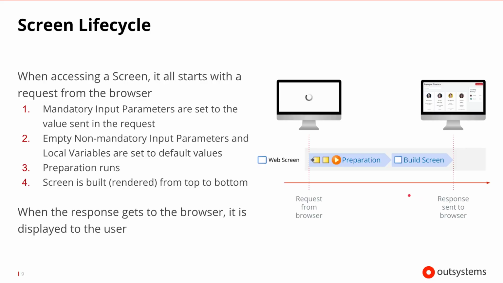So that's the complete life cycle of how all of this information ties together, from us being able to define the content on the screen, interacting with the variables, getting the data from the preparation. These are all the things that help us build the screens that we need.